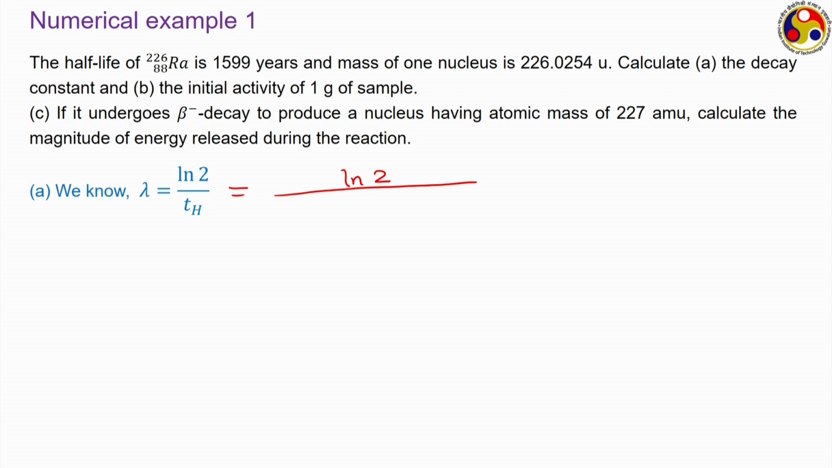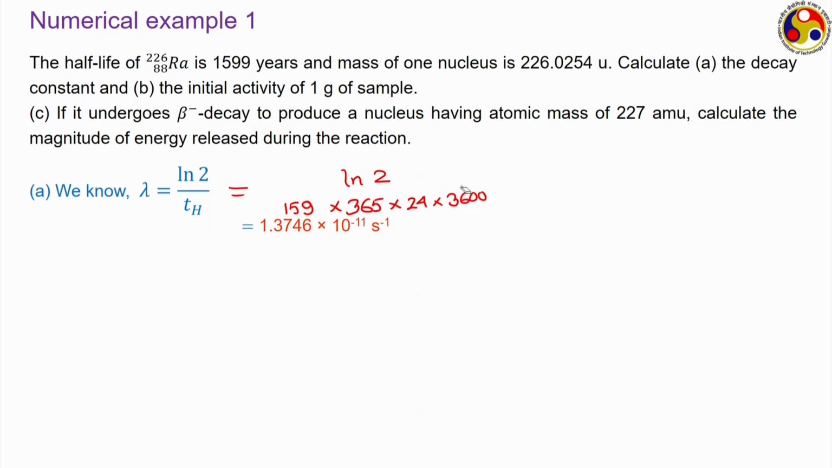Then what can we write in the denominator? We have 1599 years, and in each year we have 365 days. You can neglect the leap year concept, and in each day we have 24 hours, and in each hour we have 3600 seconds. So, the denominator, that is the half life, has been converted to seconds, and if you put the numbers into calculators, you will be getting this.